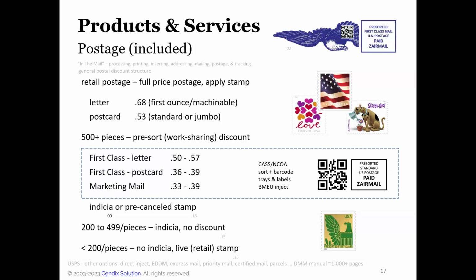In order to do that, we always have to run it through the CASS database to make sure it's deliverable. We run it through the National Change of Address database to see if people have moved. We do the sorting and barcoding, put it in trays and labels, and then we have to submit it to the business mail entry unit, not the retail postage counter we saw earlier, but a special portion of the U.S.